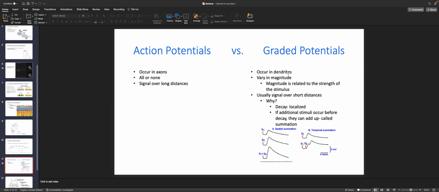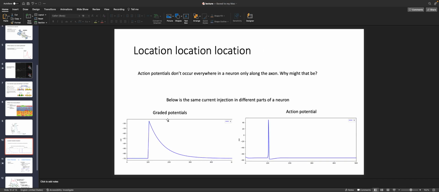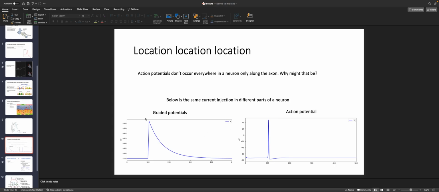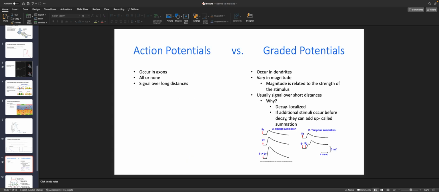And these only occur in dendrites, and they also vary in magnitude. So these graded potentials a lot of times aren't going to be super high voltage like I showed here. This is in millivolts, this is like -56, but this is 40, so it's a very big difference. But if I wanted to increase the magnitude to the height that this graded potential reaches, I could increase the magnitude of the stimulus.